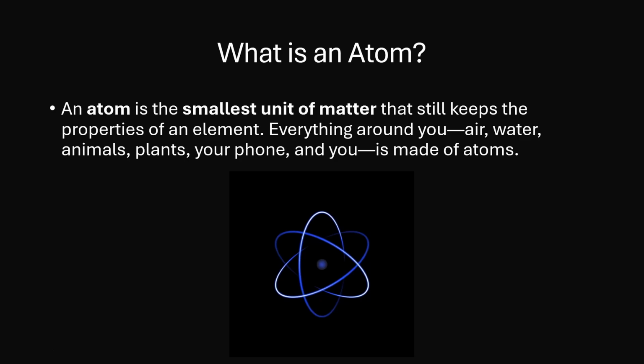Today we will learn about what is an atom. An atom is the smallest unit of matter that still keeps the properties of an element. Everything around you, air, water, animals, plants, your phone, and even you, is made out of atoms.